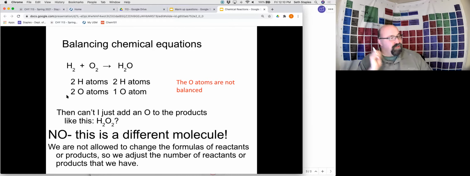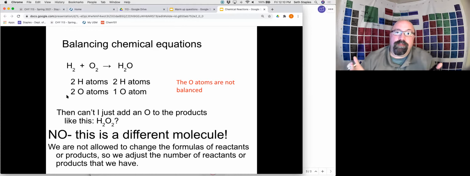H2O2 is a completely different molecule. H2O2 is hydrogen peroxide. If I wanted an equation for the formation of hydrogen peroxide, then absolutely, this is what I would have, and I'd be good to go. But our chemical equation that we're looking for is describing the formation of water. Water has a formula of H2O. So you cannot modify that. Once you modify it, it's something new.